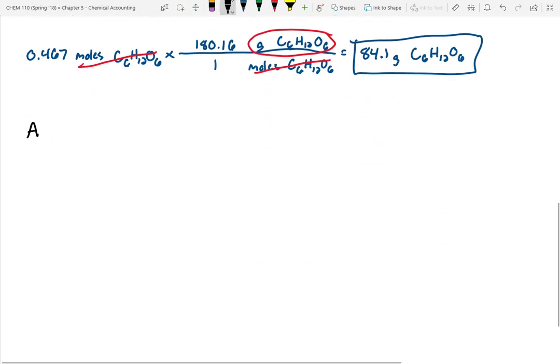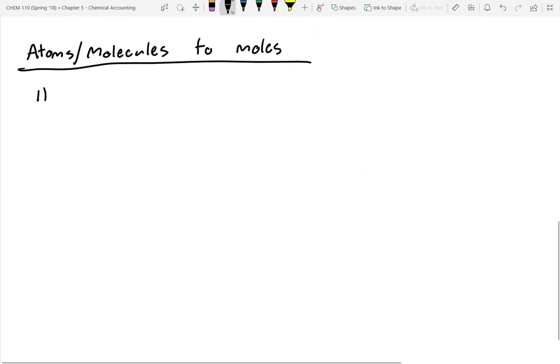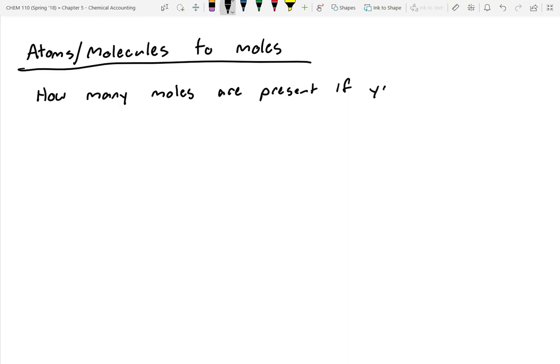So now we're going to go from atoms or molecules to moles. So let's do this one first. How many moles are present if you have 3.46 times 10 to the 22 atoms of calcium?